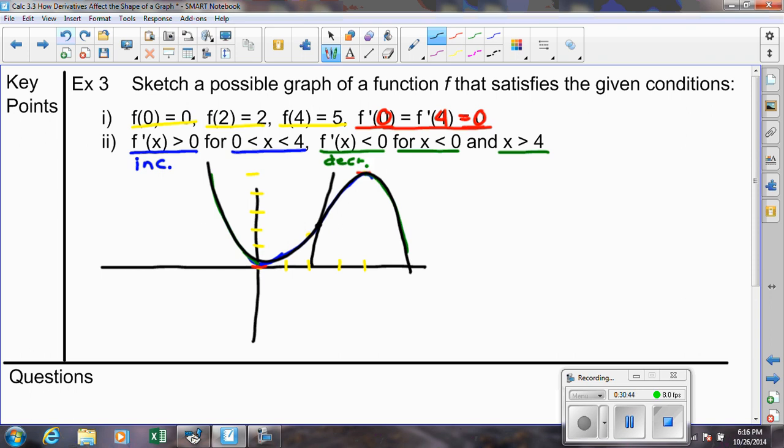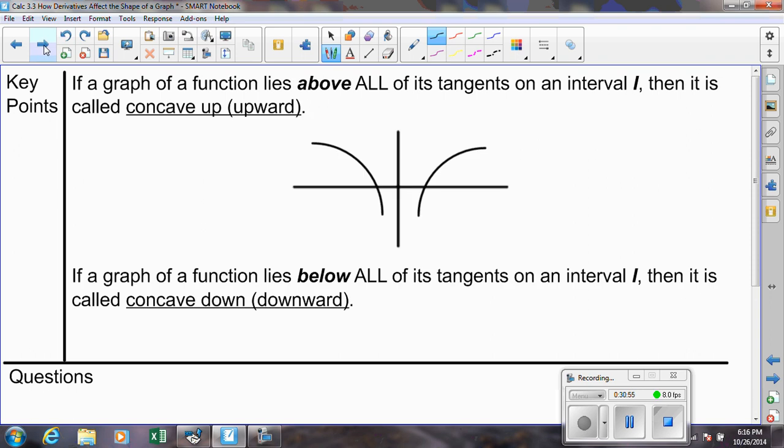In calculus, we take it further than just a parabola and say, with other shapes, when do they open upward and when do they open downward? Where are the places where that happens? And that is where we get our definitions for concave up and concave down.